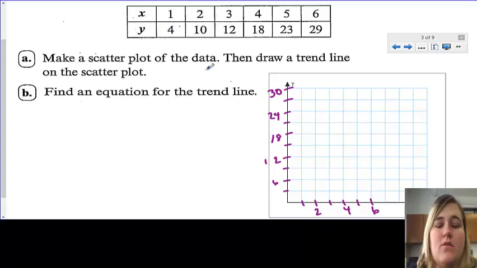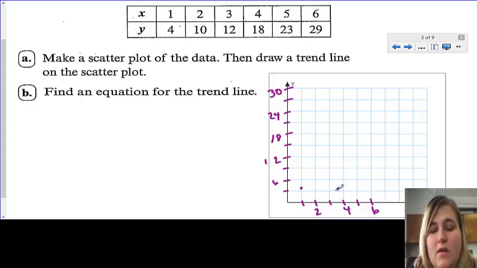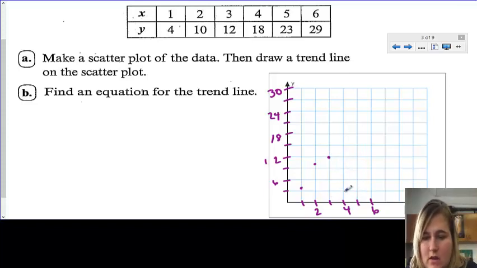So my first one is at 1, 4. So I'm going to go over 1, up 4, about there. Over 2, up 10. So that's going to fall between this 9 and 12, a little bit above the 9. 3 and 12. So exactly right there. The next one is at 4, 18. So we'll call that one exactly right there.